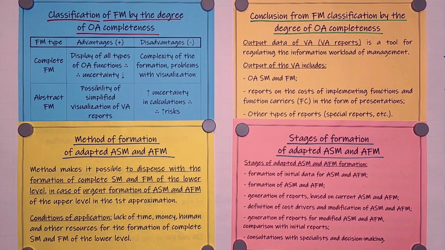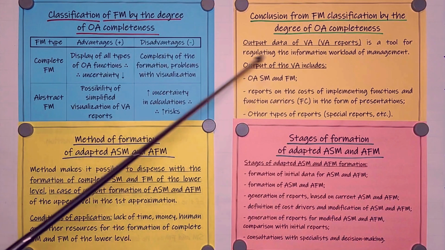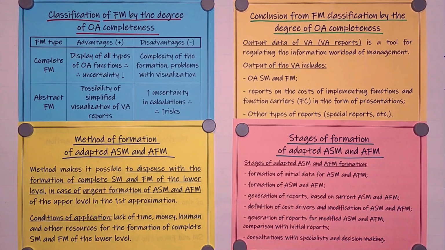Based on the above function model classification according to the degree of completeness of the object of analysis and the above-mentioned reasoning, the following conclusions can be drawn about the applied significance of using value analysis in the management system. The first: the use of value analysis, in particular structural and functional models and standard value analysis reports, in such areas as management, accounting systems, conducting technical, economic and commercial negotiations, as well as project management, allows you to regulate the information workload of the manager.